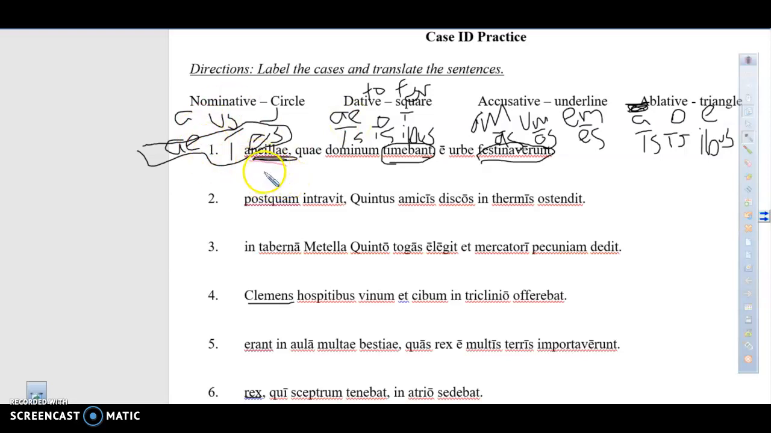So when you do your translation, you want to find a nominative and you want to find a verb. Good, we found one. So the slave girls who, this is your relative clause. Skip the words that end in M. These are accusatives. Get a verb. So the slave girls who were afraid of the master hurried out of the city.